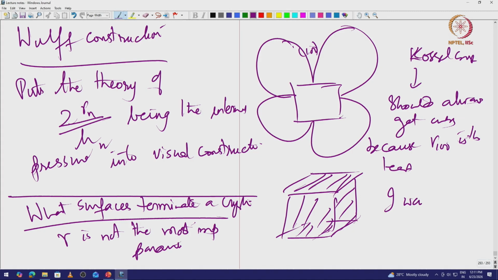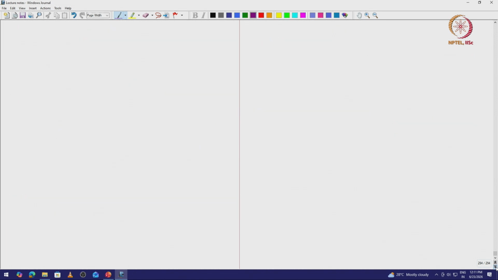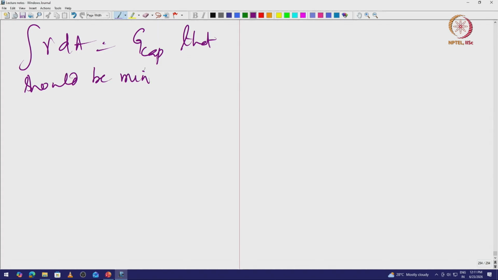I want to terminate the surfaces with least surface energy planes, but that is not the case, right. So in fact least surface energy is not the criterion, the criterion is gamma dA, which is G capillary, that should be minimum, or F capillary or G capillary, right. In other words, dG capillary should be 0.